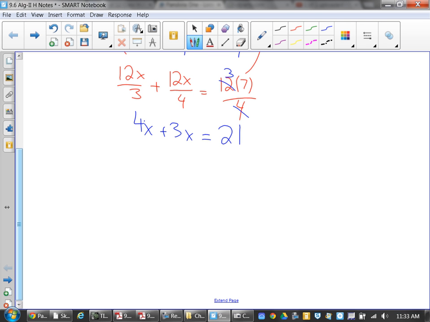You can do that at the end if you want, but this is a lot cleaner. It's less likely to screw up. It's a lot cleaner of a method. So now you get something that's really easy to work with. X equals 3.